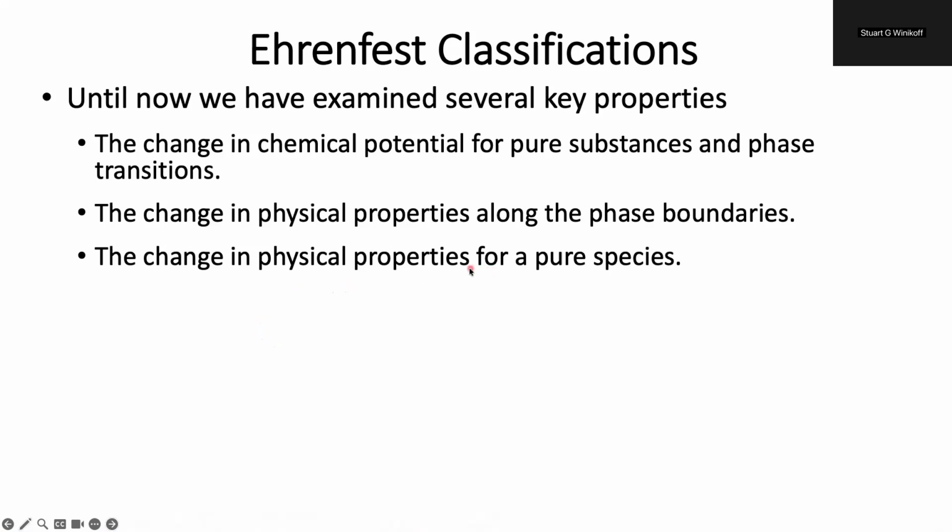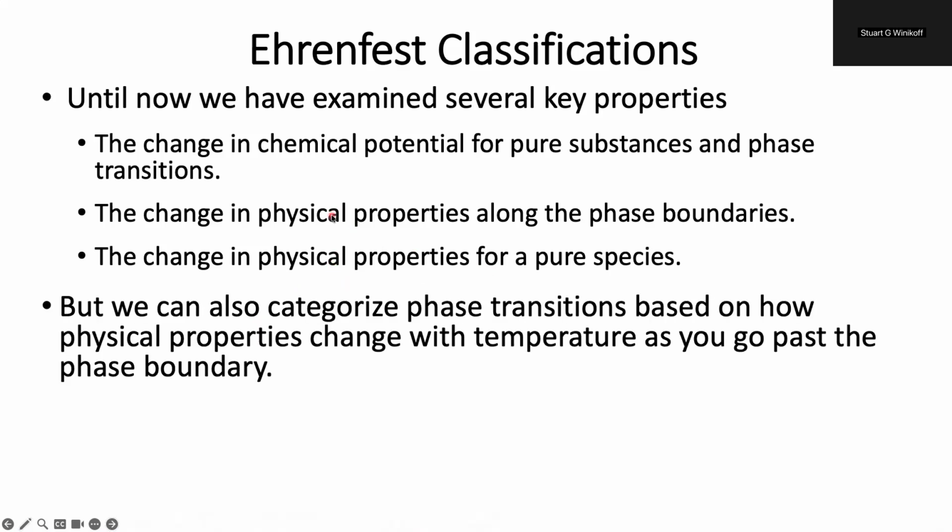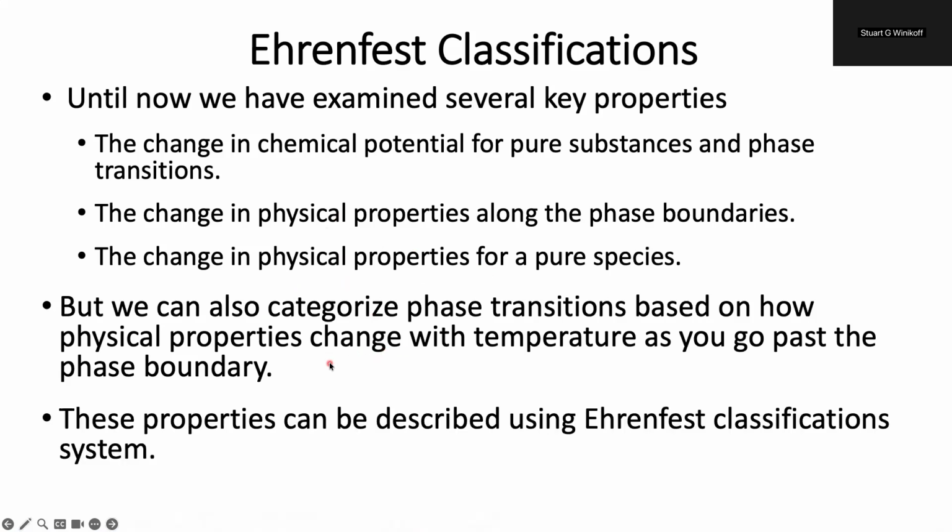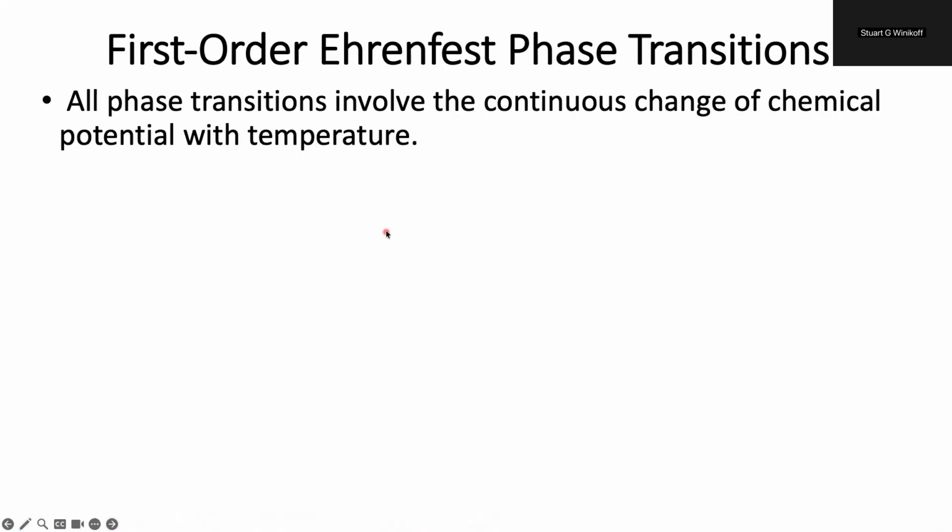So we can kind of go ahead and compare these changes in physical properties for pure species and phase boundaries to try and categorize phase transitions based on how these properties differ. And specifically, we're going to look at how they change with temperature as I go past the phase boundary. This classification of properties is known as the Ehrenfest classification system. And it's a good review of how we look at these various temperature-based changes.